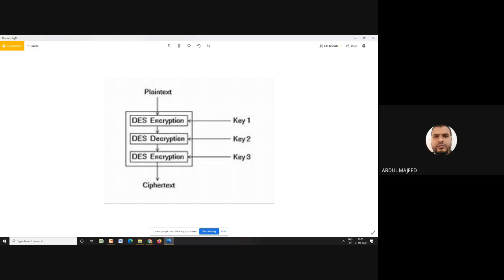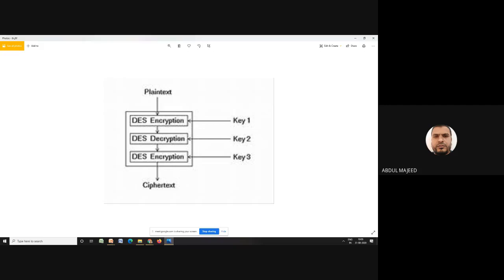But inside, this algorithm will get applied three times. First, the DES algorithm for encryption. In the second stage, the same DES algorithm but the decryption process. And in the third stage, the DES algorithm again encrypts it. That encrypted text will be your ciphertext. And at each stage, the key will get changed: key 1, key 2, key 3, or key 1, key 2, and again key 1 for the third stage. Three stages.